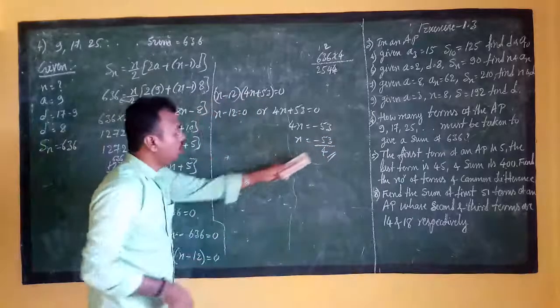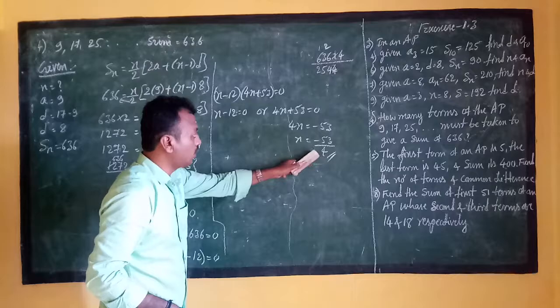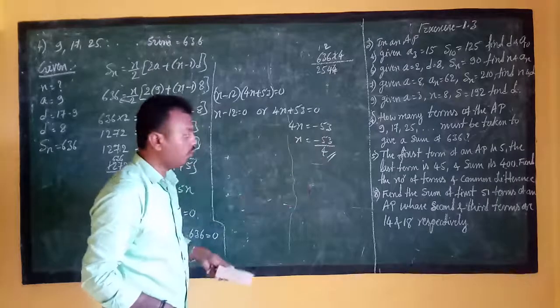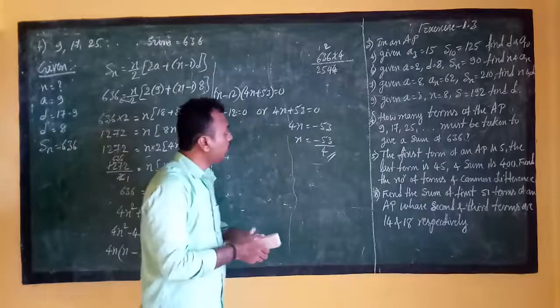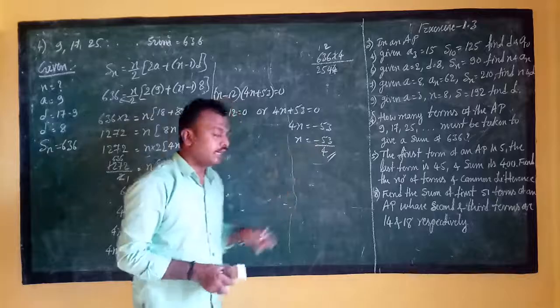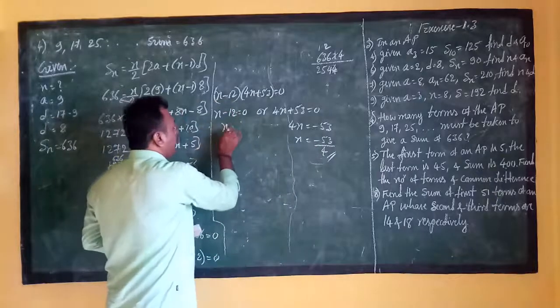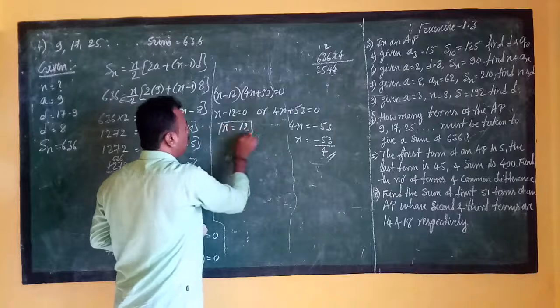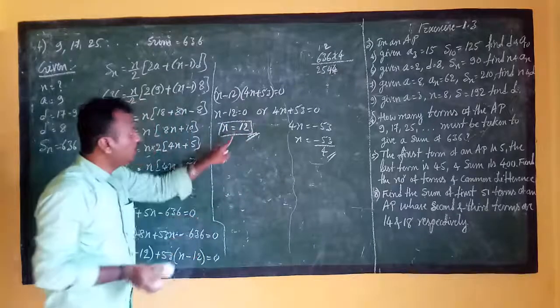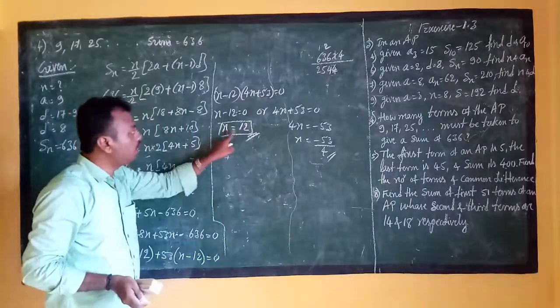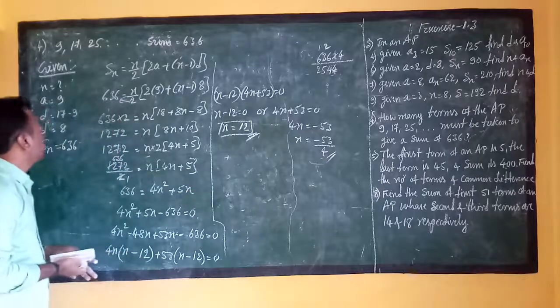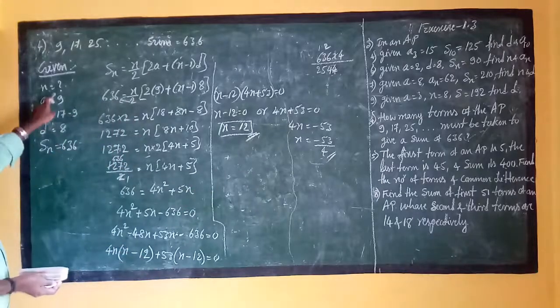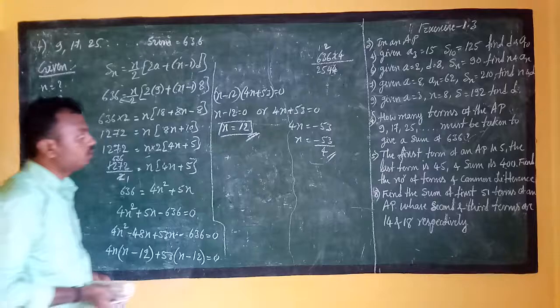So the n value does not take minus 53 divided by 4, because n is a term count and a negative term does not exist. Therefore, n is equal to, so minus 12 is coming as plus 12. Therefore, n is equal to 12. So n is a positive number. Therefore, n is equal to 12 in the given question. Understand, students? So like this we have to solve it.